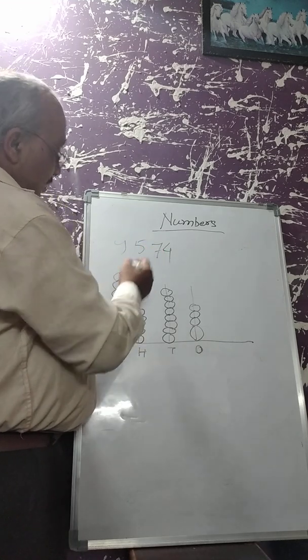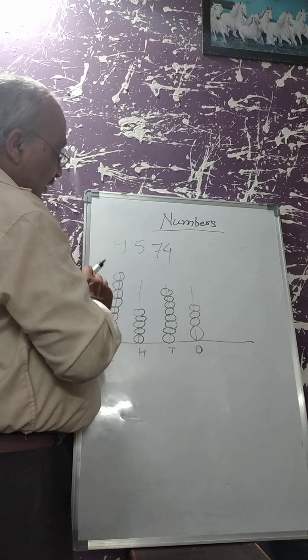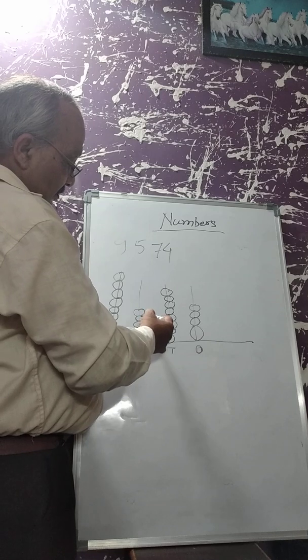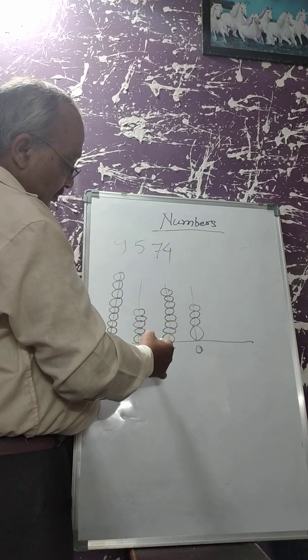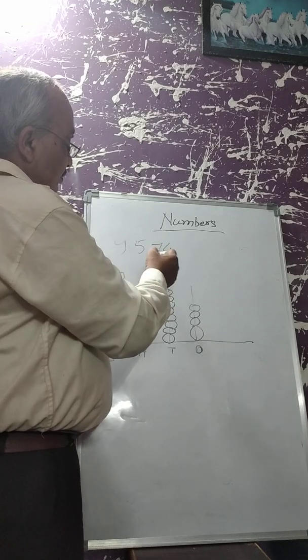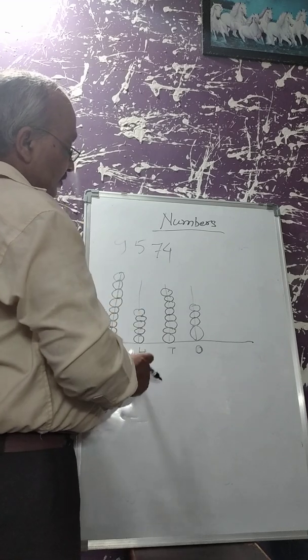The next one is, and this is at the place of 1000, remember. Next one is 5. So it is 1, 2, 3, 4, 5. Already 5 beads are here in this system. Then this 5 is at the place of 100. You have to remember it.